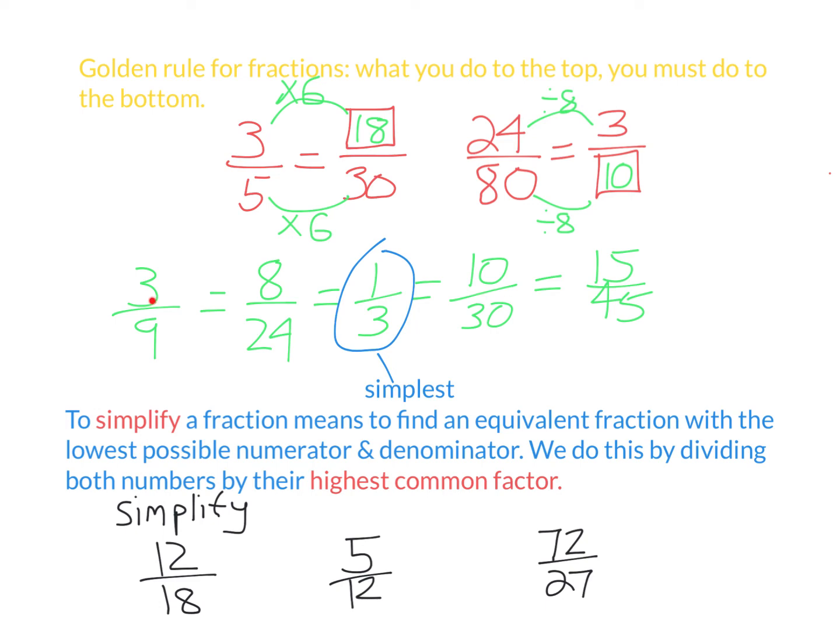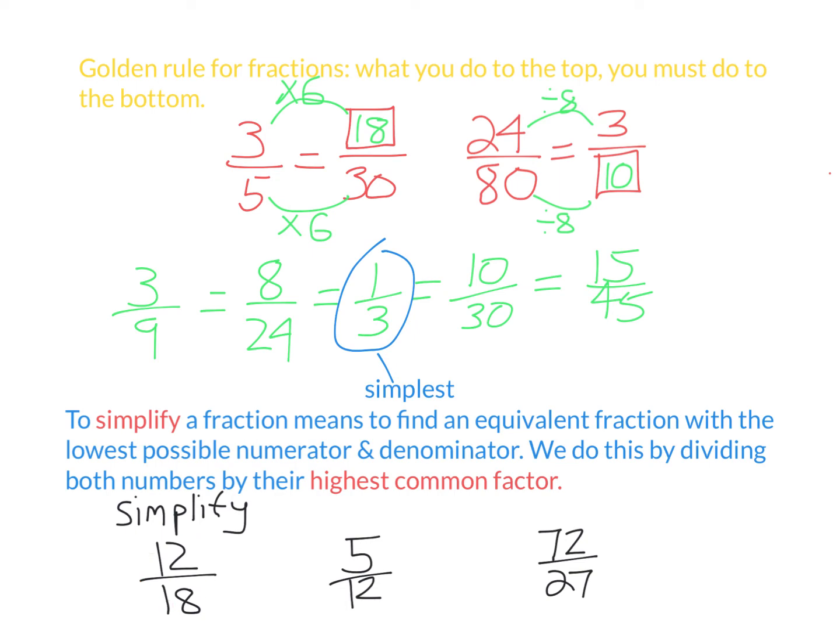If I simplify 3/9, I get a third. So simplifying a fraction, all it means is we find another fraction that's equal but that has lower numerator and denominator. So the way you do this is by dividing both numbers, the numerator and denominator, by their highest common factor. So for example, let's say I want to simplify 12/18.